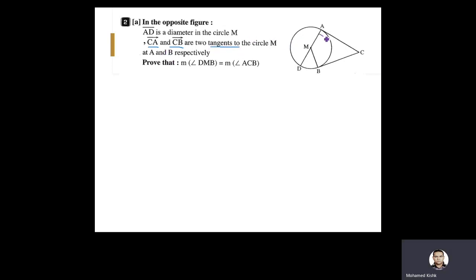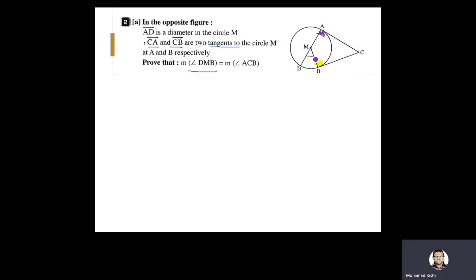AC is tangent, so this angle will be right. Angle CAM. And if this is tangent, so this angle will be right also. We have two right angles. Okay. He is asking about measure of angle DMB.